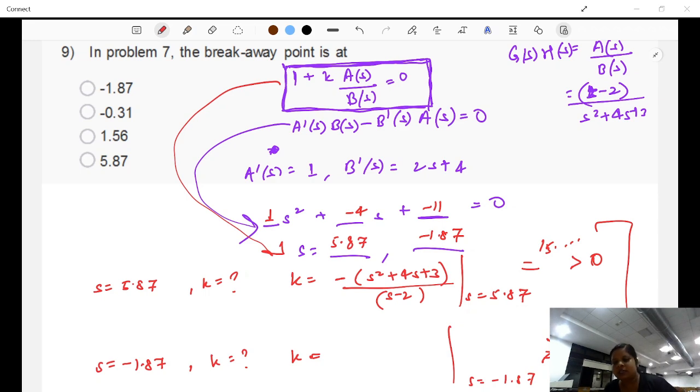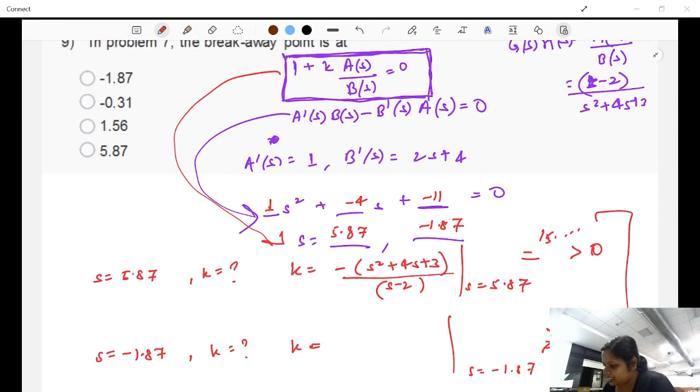In the last case there were 3 values of s: one was some positive real value, two were imaginary. Corresponding to the imaginary ones we could not get a breakaway or break-in point in the last question. Here we are getting, for both the values of s, a breakaway or break-in point.